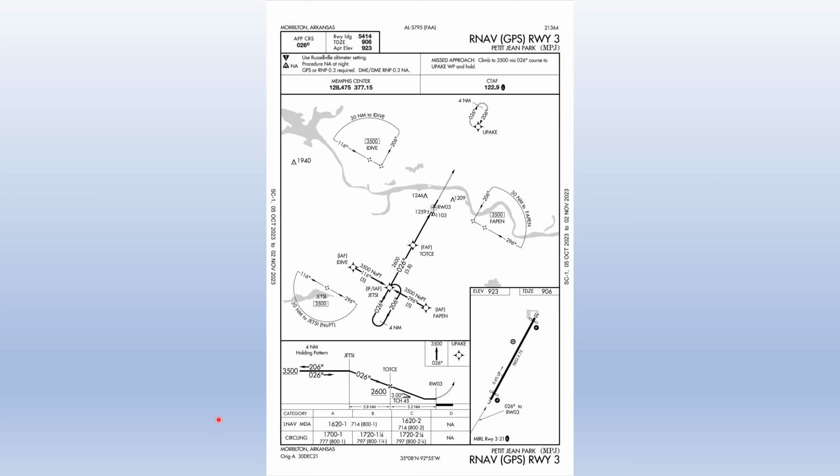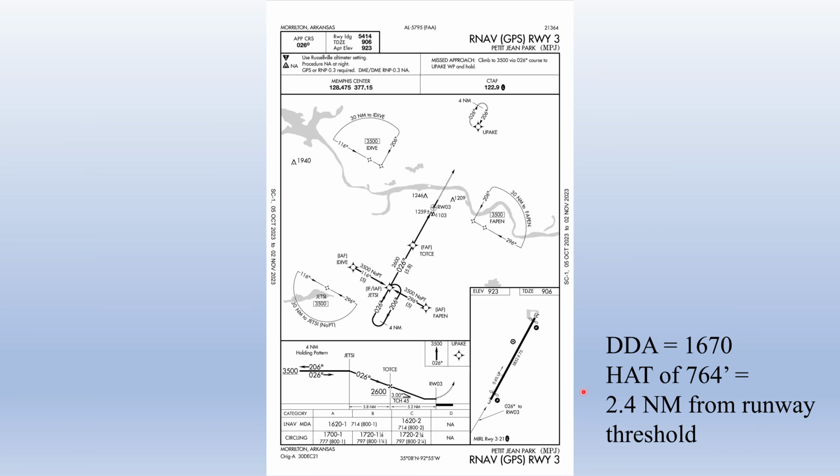714 feet. Again, if we're going to fly this with the LNAV+V technique, we're going to have to add a buffer to this MDA to create a DDA. So we add 50 feet. We get a DDA of 1,670. That's a height above touchdown of 764 feet.